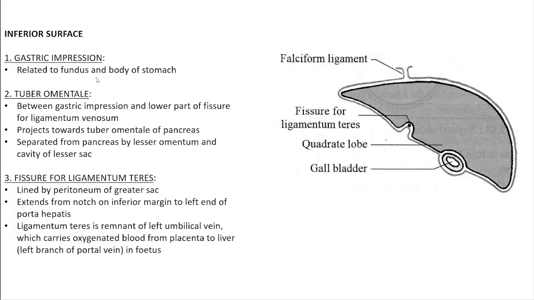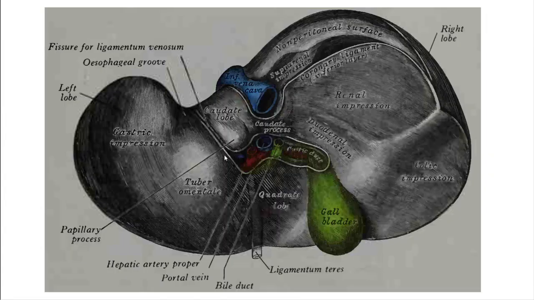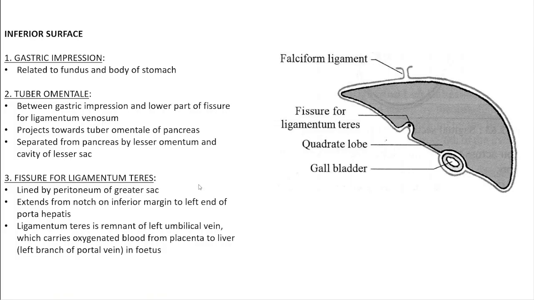Gastric impression I have already told you. Tuber omentale I have told you that it is this projection between the gastric impression and the lowest part of the fissure for ligamentum venosum. This is the tuber omentale, and that projects towards the tuber omentale of the pancreas, separated by the lesser omentum and the cavity of the lesser sac.